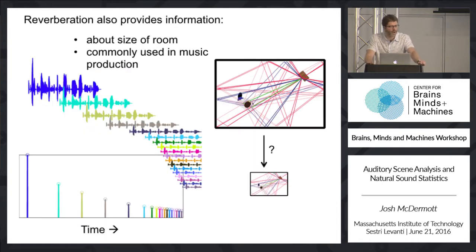Now, on the other hand, reverberation also provides us with a lot of information about the environment. So it's one of the main auditory cues to the size of the room that we're in. So you can tell from listening to me that we're in a pretty good sized room. You can imagine that if all of the walls were a lot closer to the listener, the path lengths would be shorter and so the reflections would arrive sooner in time. And because of this, it's one of the most commonly used tricks in music production. So for instance, I'll put different kinds of reverb on the background vocals from the foreground vocals to make them sound more distinct.